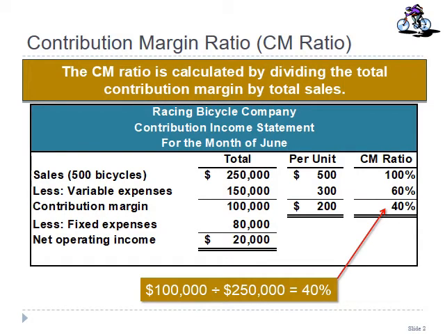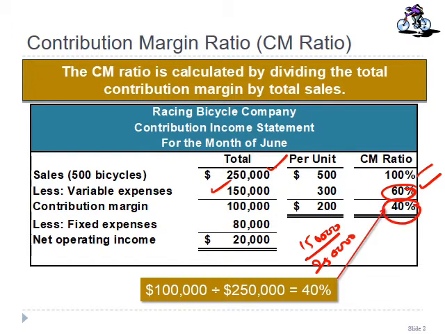You just divide every expense by sales. That's it. So where did this 100% come from? This came from 250,000 divided by 250,000, 100%. Where did this 60% come from? 150,000 divided by 250,000. The answer is 60%.